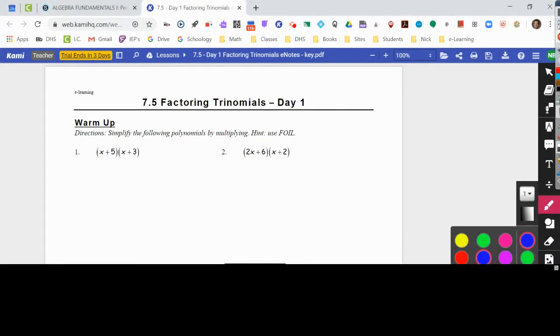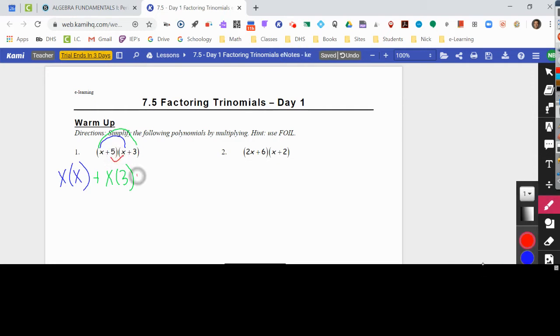Awesome. All right, let's see how we did here, right? Using that FOIL method is multiply our first terms, right? We have x times x. We're going to multiply our outside terms, or this positive x times a positive 3. We're going to multiply our inside terms, or a positive 5 times a positive x. And then we're going to finally multiply our last terms, or our positive 5 times positive 3.